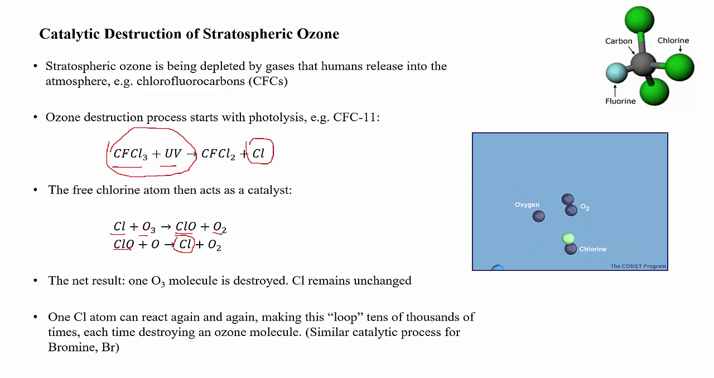So one chlorine atom in this way can react again and again, making the loop shown in this video tens of thousands of times, each time destroying an ozone molecule. So one chlorine atom that's stripped off a CFC can destroy tens of thousands of ozone molecules in the ozone layer. I should mention as a side point, there's a similar catalytic process for bromine, which has the symbol Br. So you'll see later on in this presentation that some of the ozone depleting substances like halons contain bromine instead of chlorine.